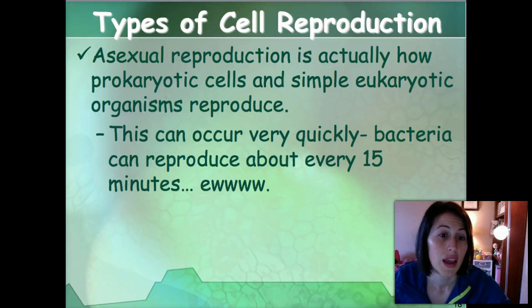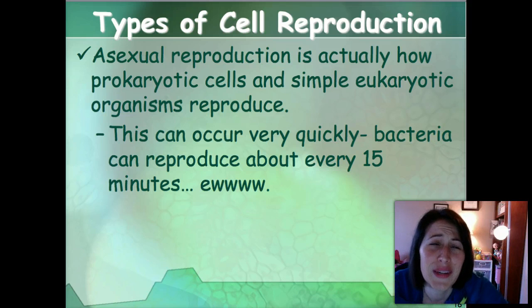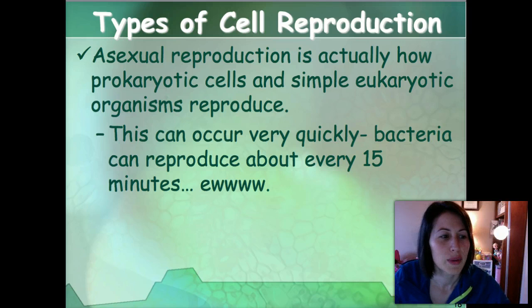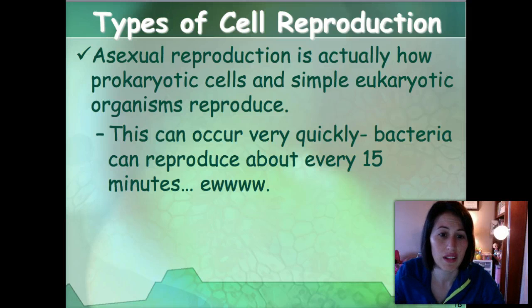Asexual reproduction is actually how prokaryotic cells and very simple eukaryotic cell organisms reproduce. This can occur very quickly. Bacteria can reproduce about every 15 minutes, which totally grosses me out, but that's what happens. It's not very complicated. They only have 1 loop of chromosomes, remember, in the very center of their cell, so that duplicates quickly, and then as soon as that happens, the cell can go through division, so it actually happens pretty quickly.